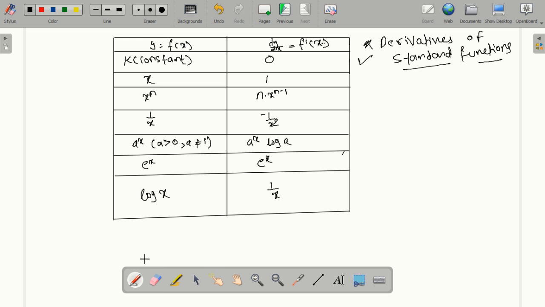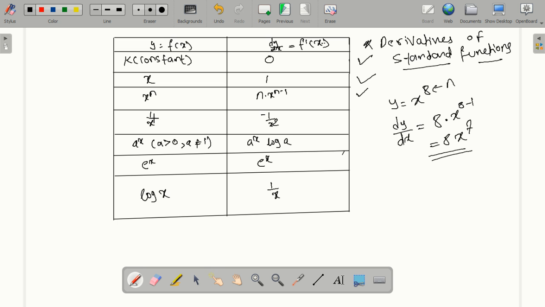Similarly, the derivative of x raised to n, right? The derivative of x raised to n is given as n into x raised to n minus 1. This can be of the form, let's say that y is equal to x raised to 8. So the derivative of y with respect to x will be given as 8. Notice that here 8 is nothing but n. So 8 into x raised to n minus 1, which is 8 minus 1, and the answer will be 8 into x raised to 7. This is your derivative of y with respect to x by using the x raised to n formula, right?